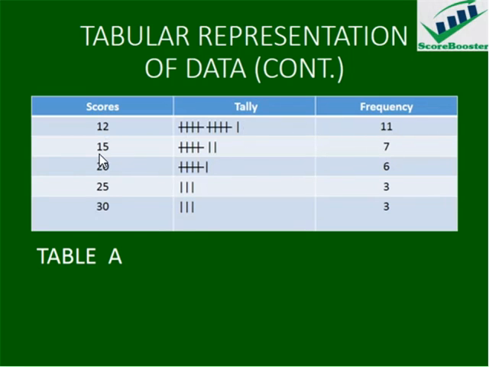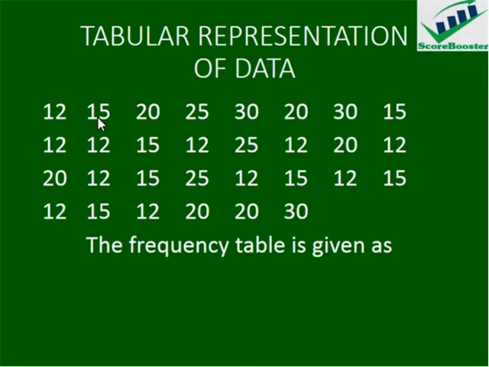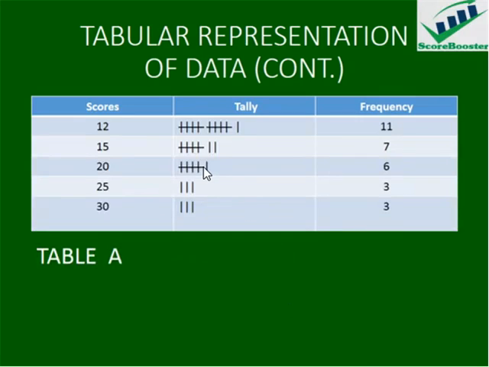Now we count the number of 15s we also have. We go back and count: 1, 2, 3, 4, 5, 6, 7. We have 7 15s. We also represent that in a tally. 1, 2, 3, 4, the fifth will cross it. Then 1, 2. Since this is not up to 5, you leave it like this. So 1, 2, 3, 4, 5, 6, 7.